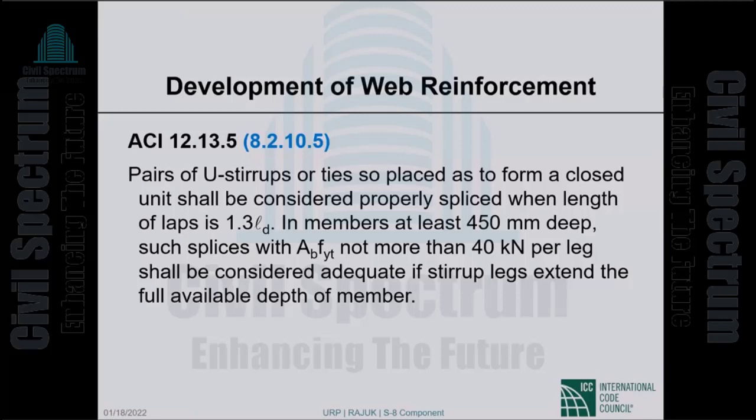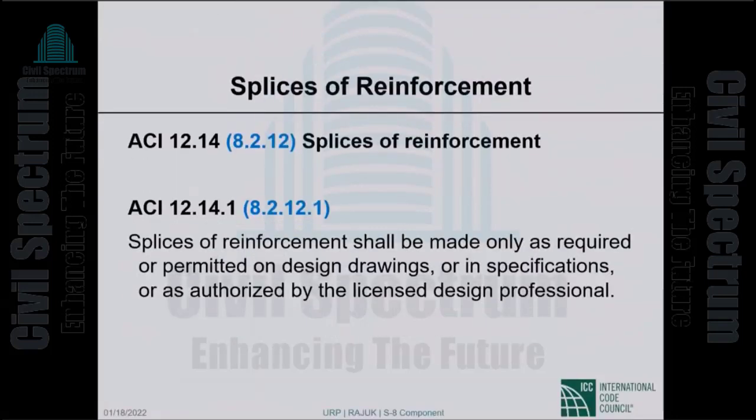Now in members at least 450 millimeters in depth, such splices with A sub B, F sub YT not more than 40 kilonewtons per leg shall be considered adequate if stirrup legs extend the full available depth of a member. I think you can read that and understand. I don't know that I can add any explanation. Anyway, this is two U's making up a closed unit that is provided for.